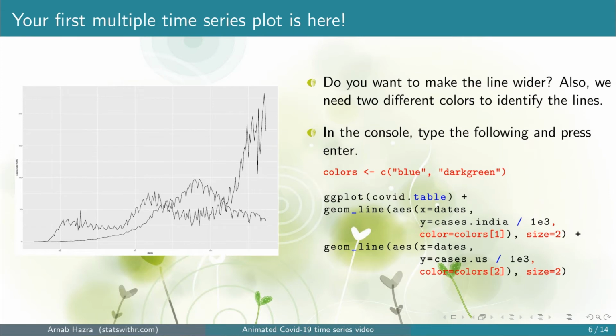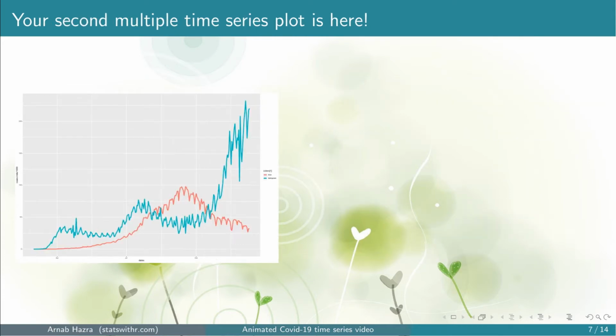So, first we create a vector of 2 colors, blue and dark green. You can choose some other colors. Then, within geom_line outside aesthetics, add size equals to 2. This is a feature that we want to keep the same for both the countries, and hence should be added outside aesthetics. For color, because we want the categories to be identifiable based on the colors, we add the colors within aesthetics. Now press enter. Okay, you get your second multiple time series plot. You can see that the lines are wider and the 2 lines have different colors. Although the colors are different from the ones we want. We will fix this later.